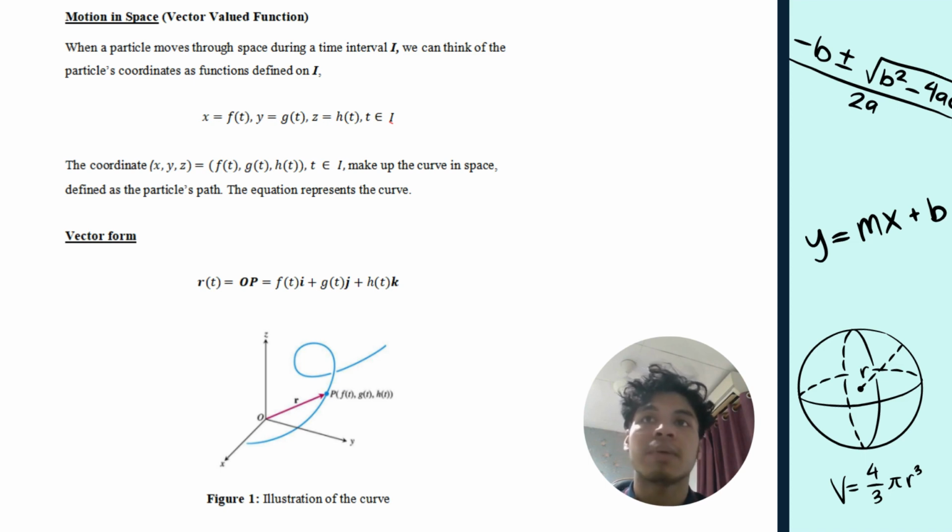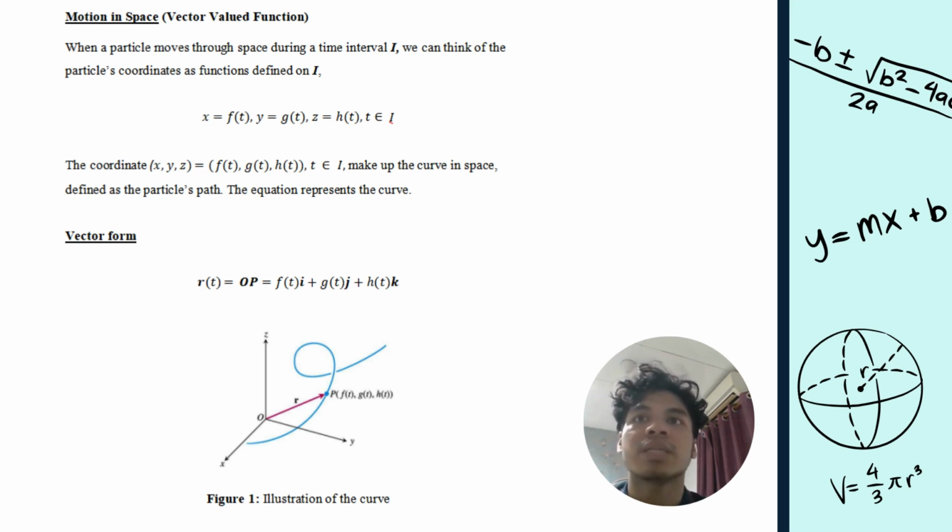We'll be presenting about the introduction of motion in space, vector valued functions. So when a particle moves through space during a time interval I, we can think of the particle coordinates as functions defined on I. So let's take a look at the equation: x equals f of t, y equals g of t, and z equals h of t, in which t is in the set I.